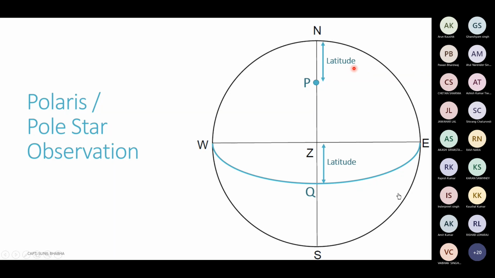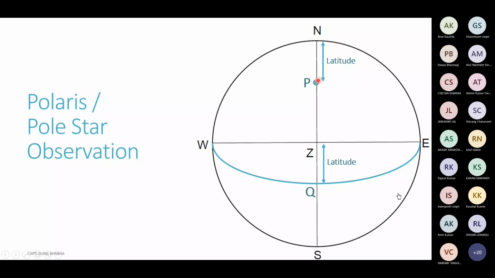There is no such star close to the south celestial pole, but we have one star which is very close to the north celestial pole, and that star is Polaris. Another name for it is the pole star. Since it is very, very close to the north celestial pole, it is called the pole star. Now this star has a declination of 89 degrees 10 minutes, so it is within 1 degree of the celestial pole.